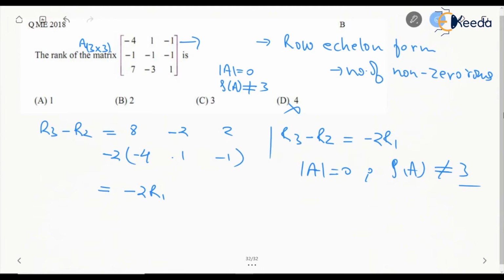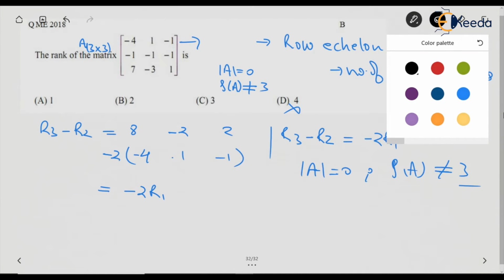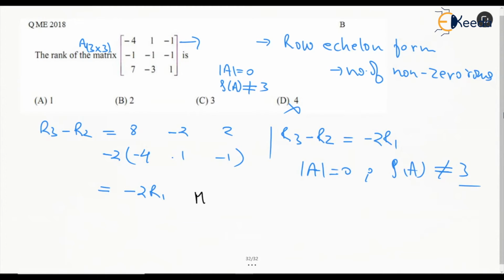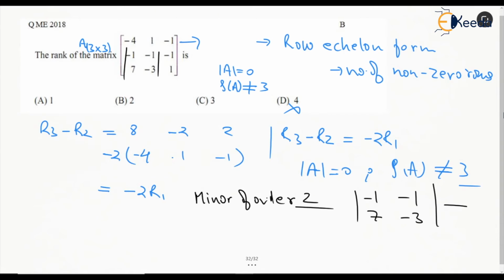So what will you do next? Next you'll check for minor of order 2. Let's take anything which will give you a non-zero value. Let's say this one: minus 1, 7, minus 3. If you calculate this, it is going to be a non-zero value, which makes the rank equal to 2.